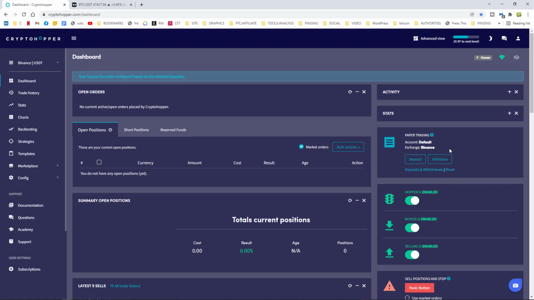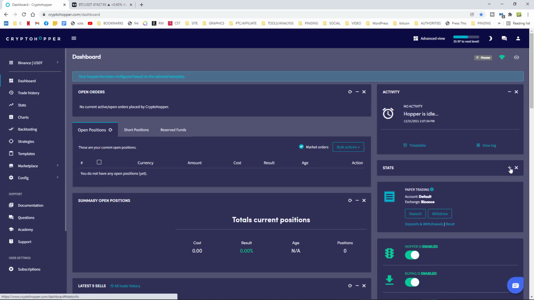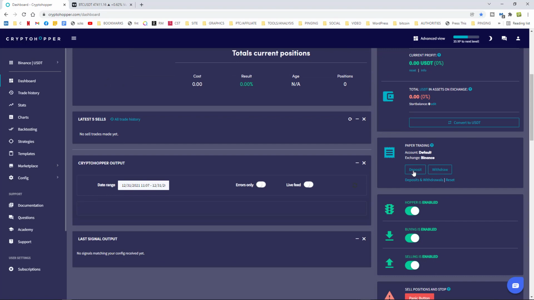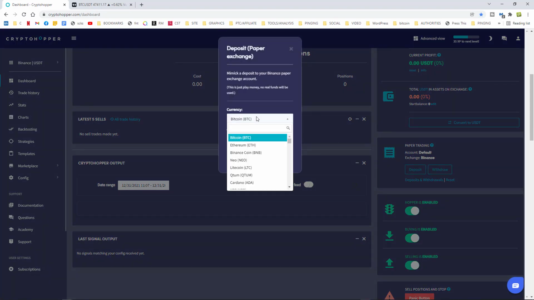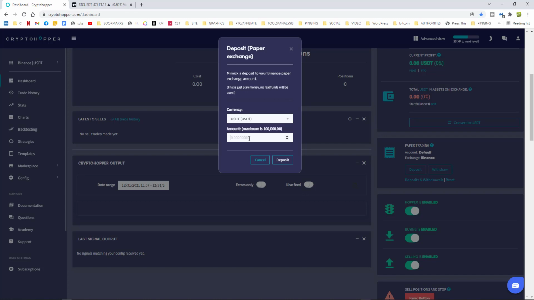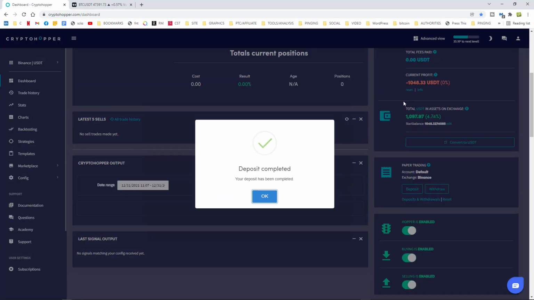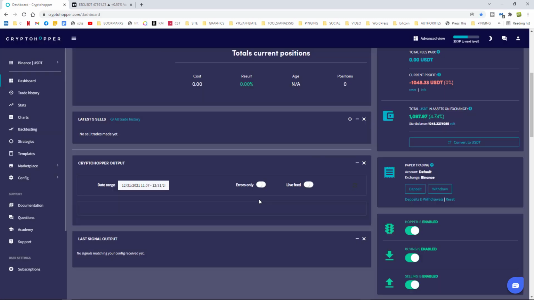Okay, so now as you can see, let's maximize that. We've got $0 in there. Nothing is in there. So we're going to put in, let's say, 1,000 fake dollars. Alright, deposit, select USDT there, and I'm going to type in 1,000 and click on deposit. Don't know why it's gone to 1,097, but never mind. It was looking at the start balance there.